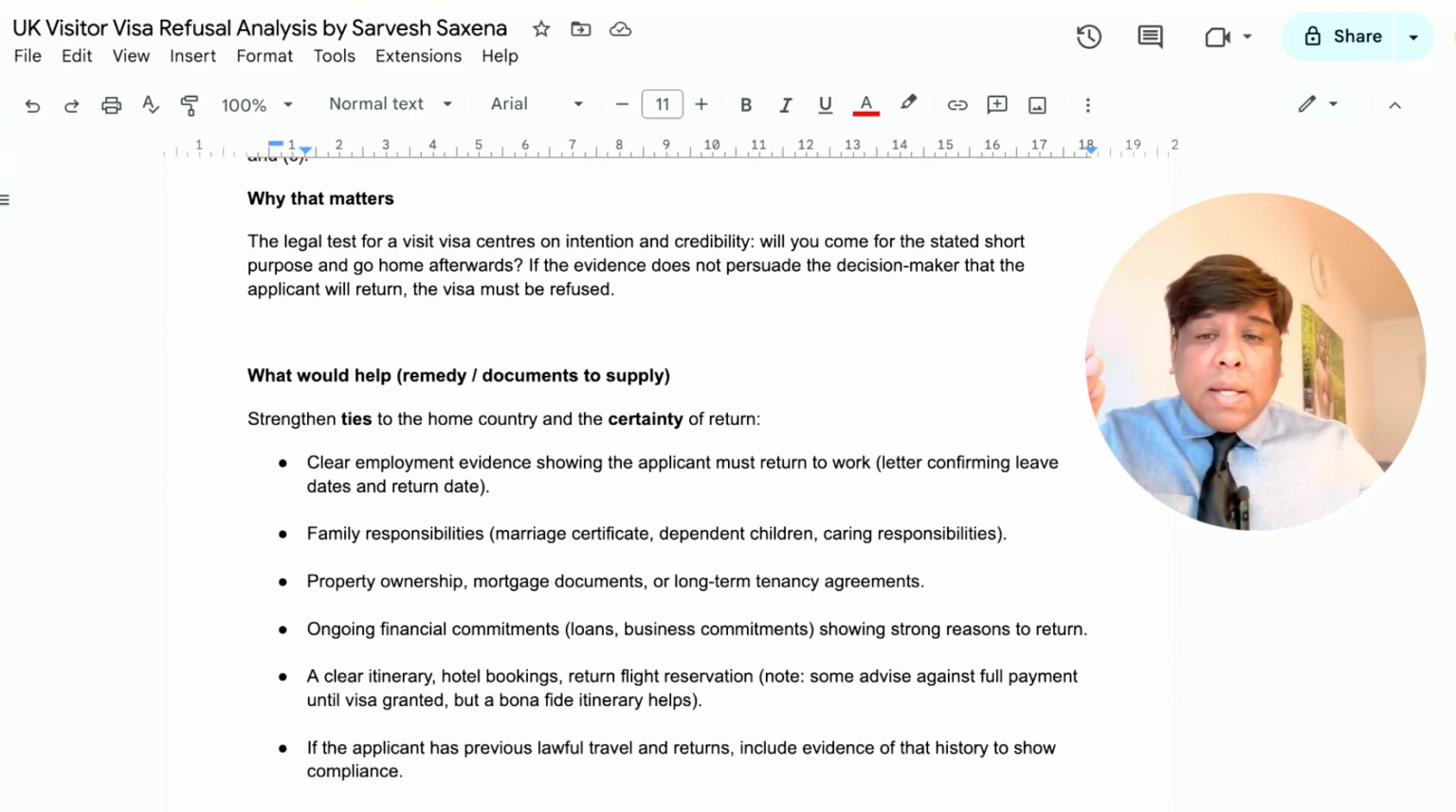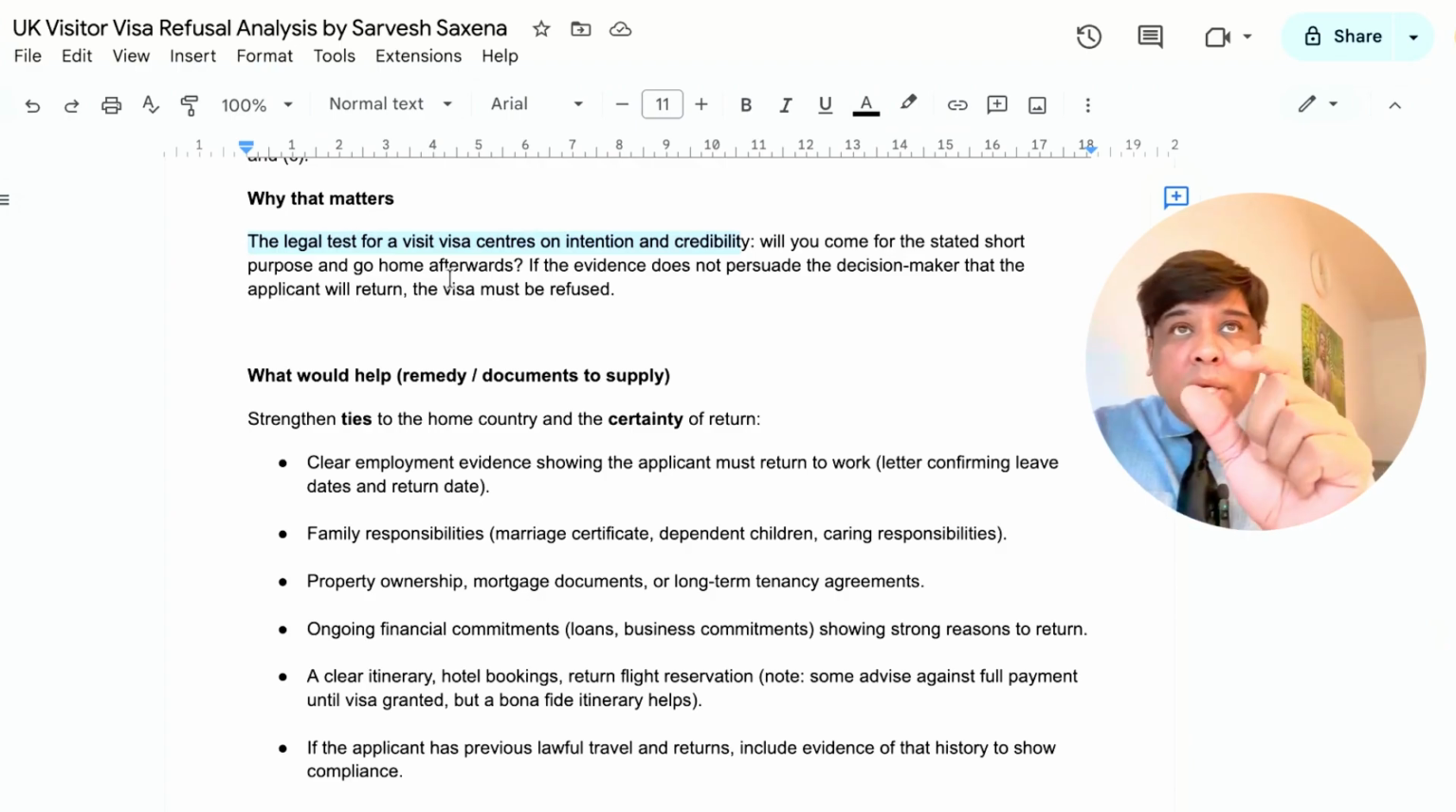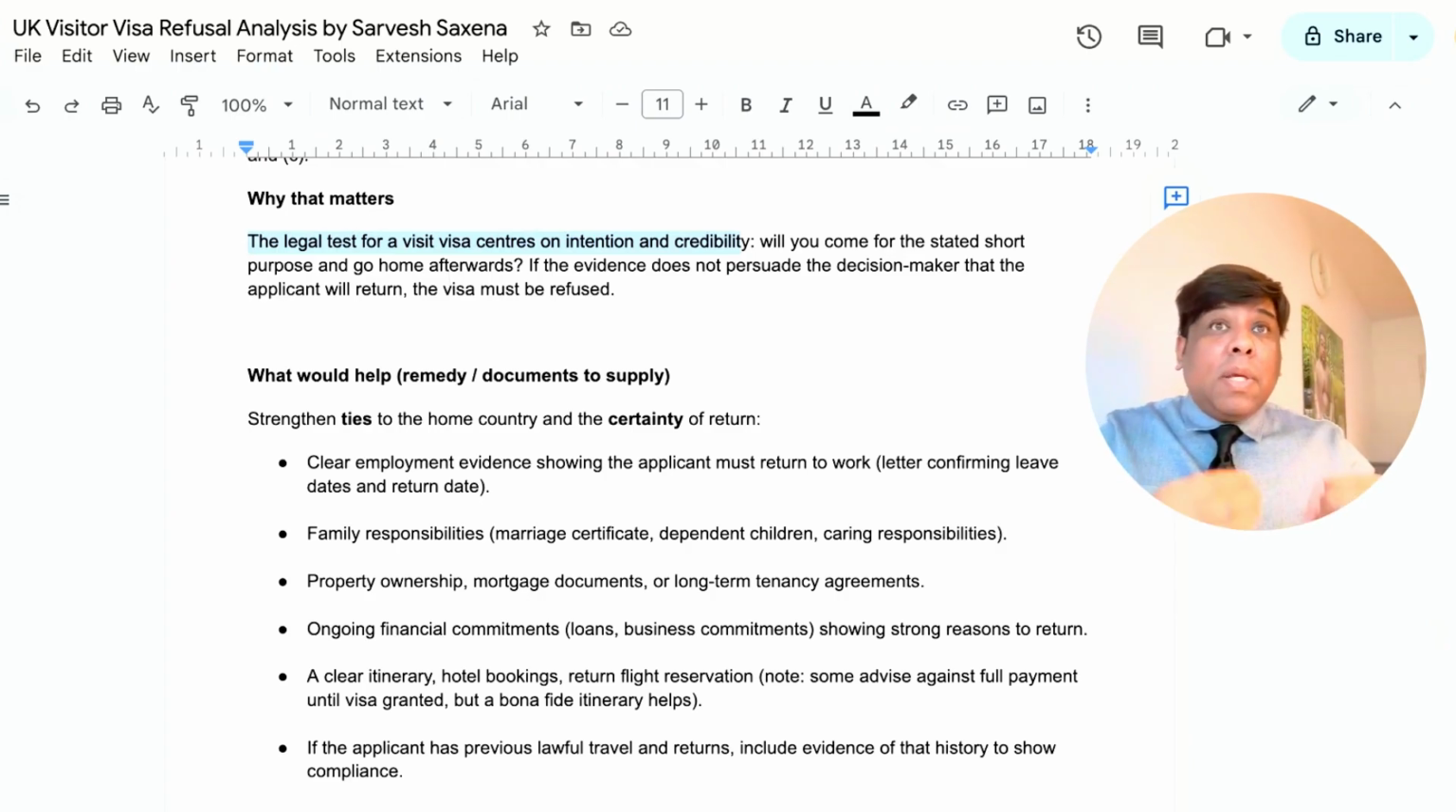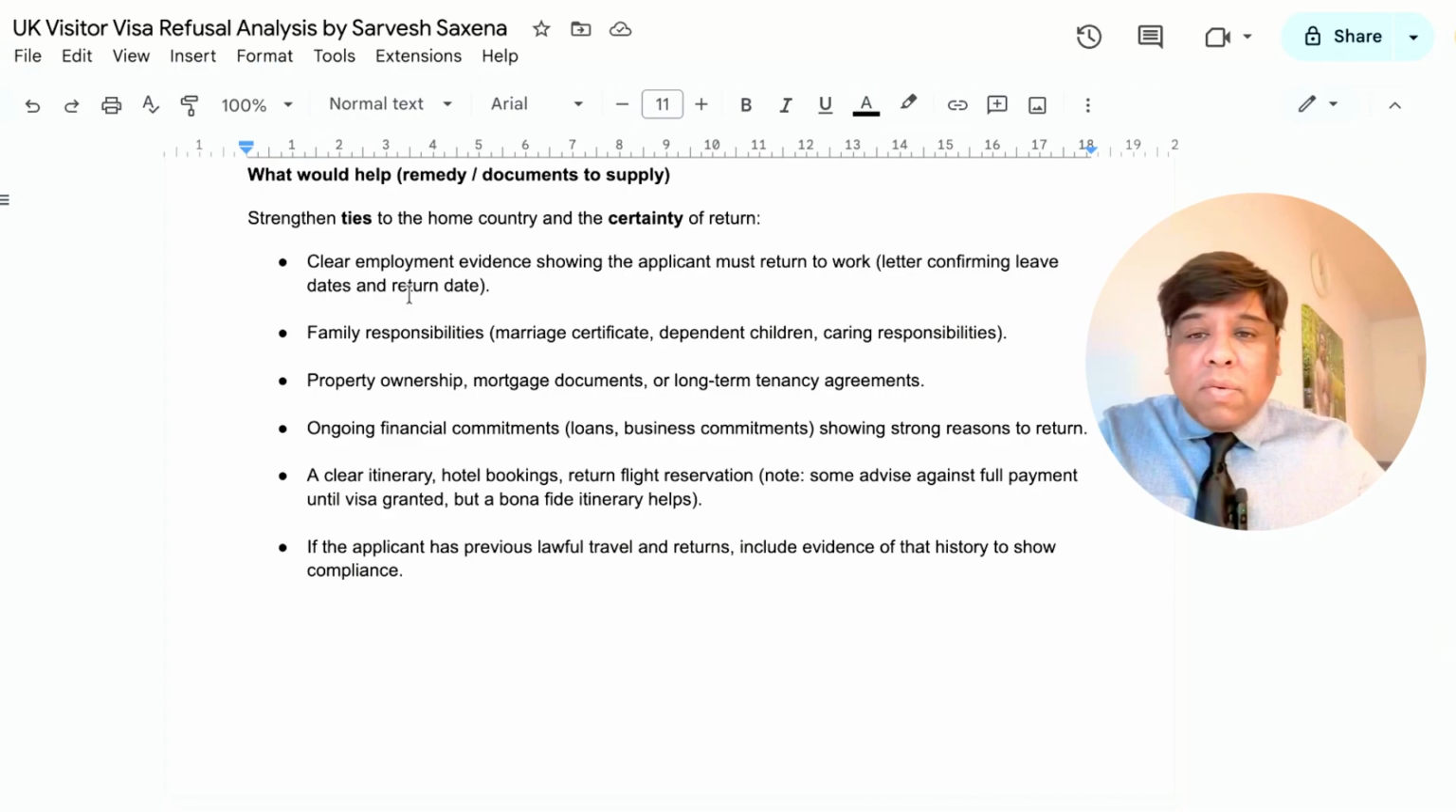So it's all about credibility. The legal test for a visitor visa centers on intention and credibility: will you come for a short period and go home afterwards? So there has to be evidence that they can see that not only will you go there, fund your trip, and then come back. There has to be a reason for you to come back. So for example, what can help you? Let's make it red.